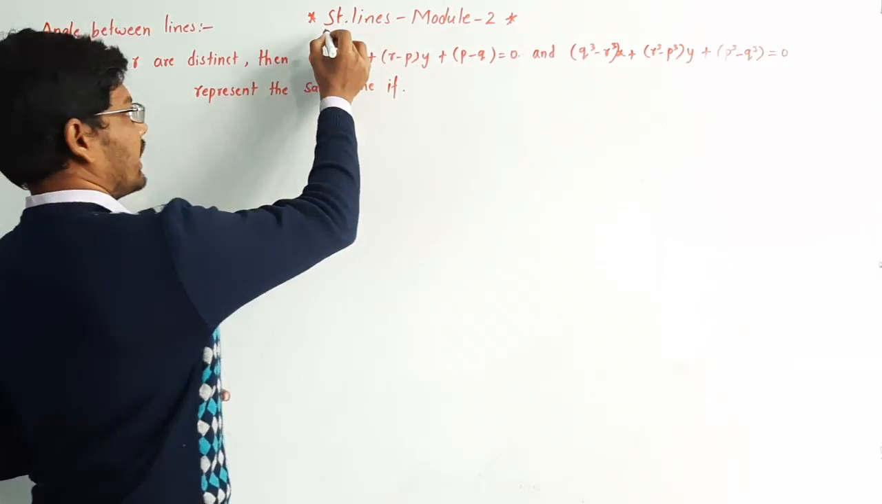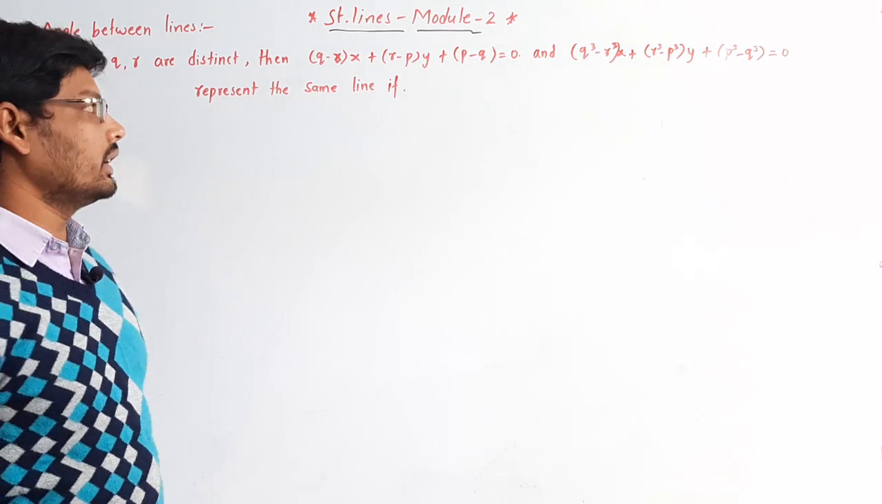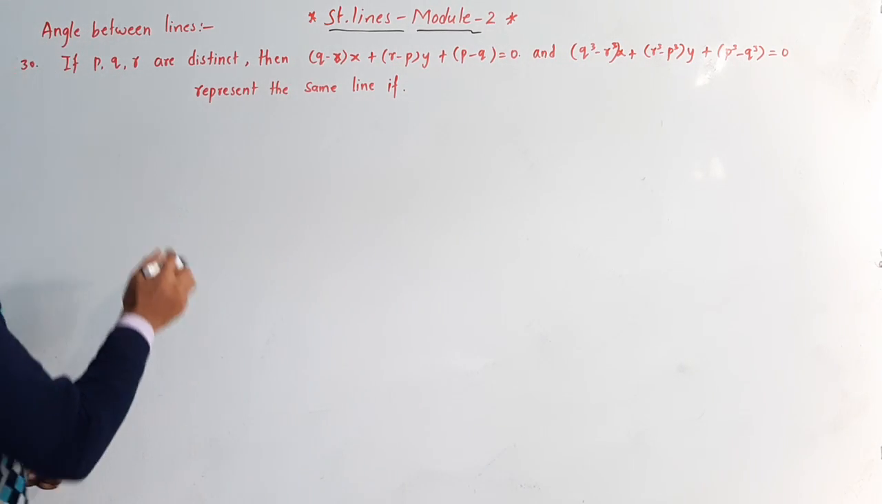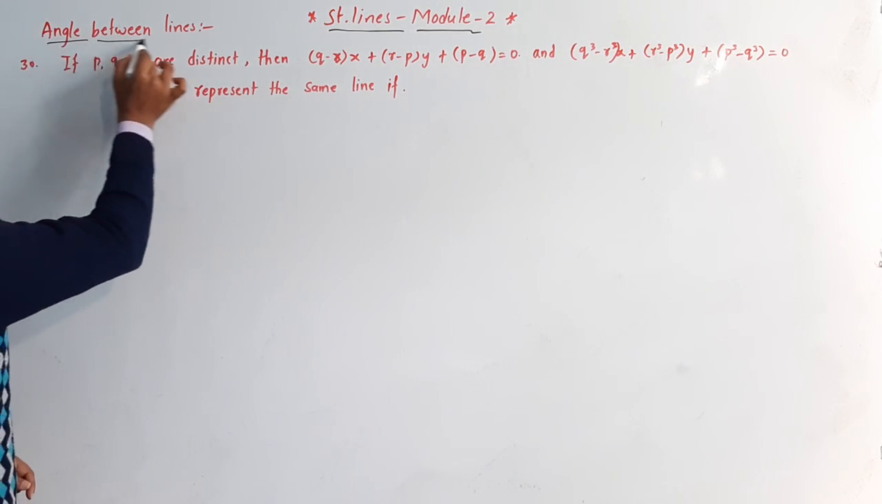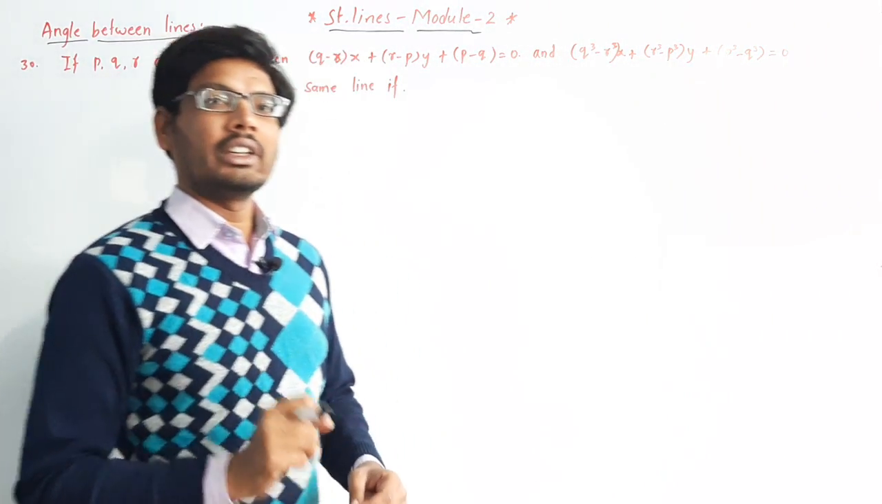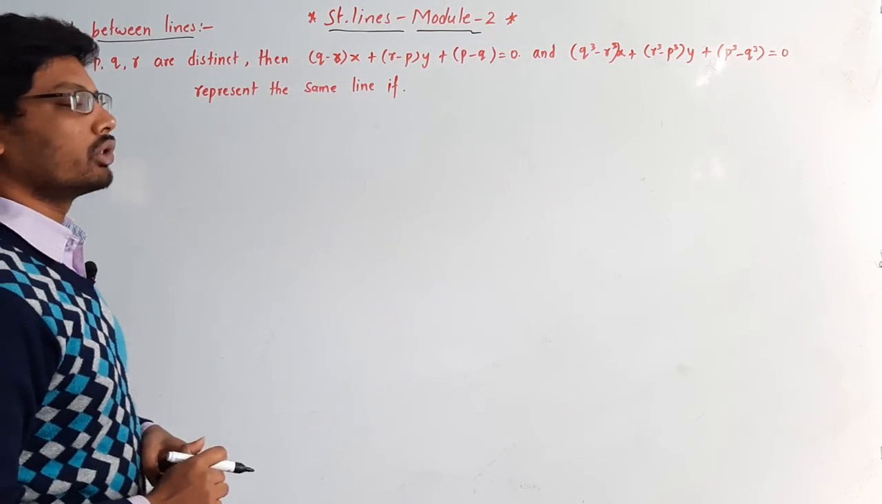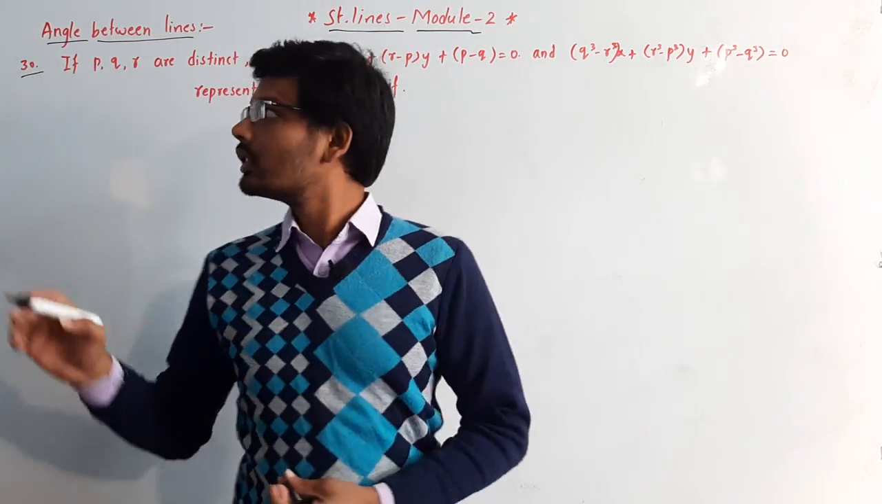In the last session we discussed the first and second parts of module 2. In that, the topic name is angle between the lines. In that, we are going to discuss question number 30 here. So what is the question here?